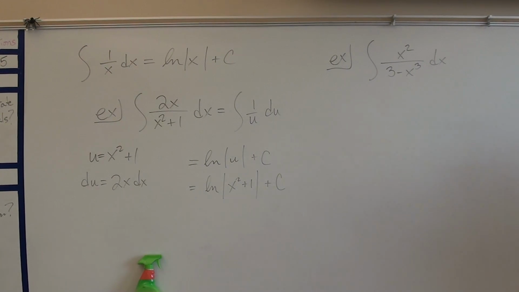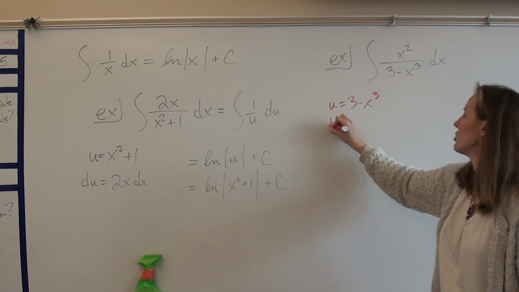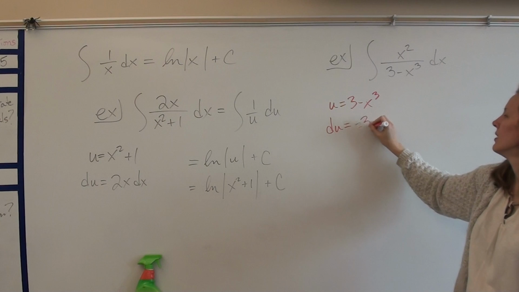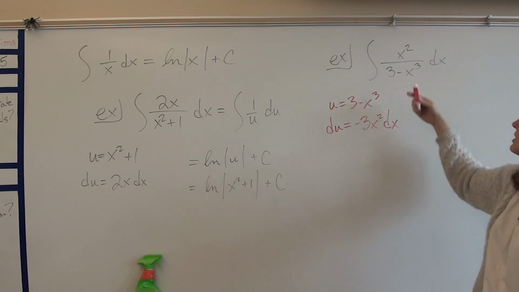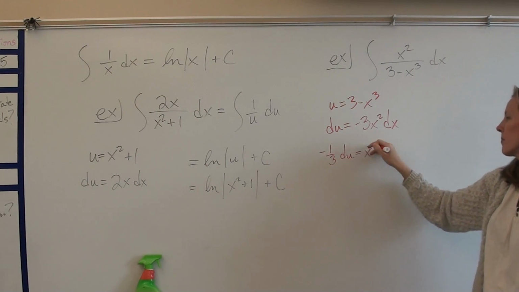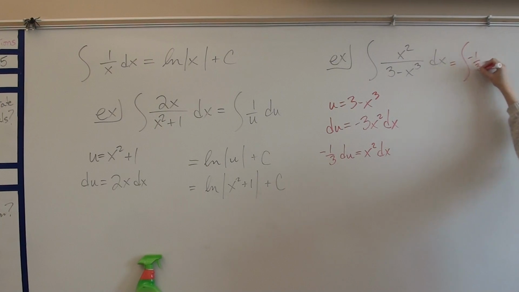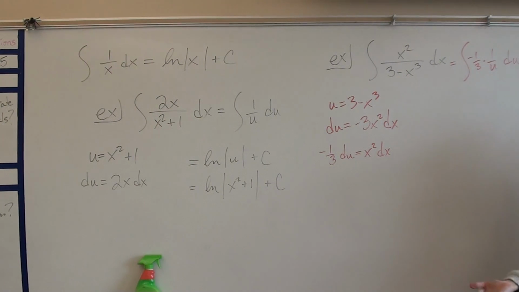Okay, so what's your u? 3 minus x cubed. So your du is negative 3x squared dx. We just have an x squared dx, so I'm going to divide out that negative 3. So here's what we have. We get negative 1/3 times 1 over u du. By the way, you don't have to write 1 over u. You can write u to the negative first power, but you know they're the same thing. So if you see an integral of u to the negative first, it's the same thing as the integral of 1 over u.